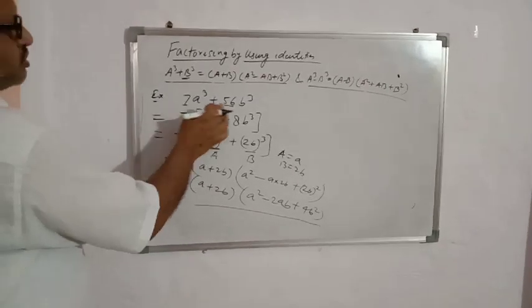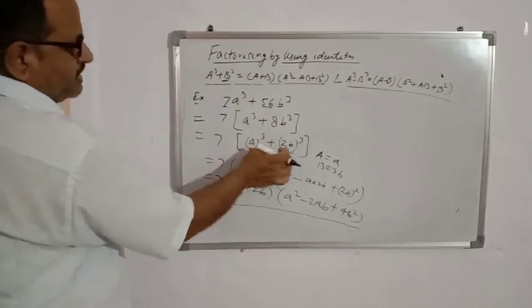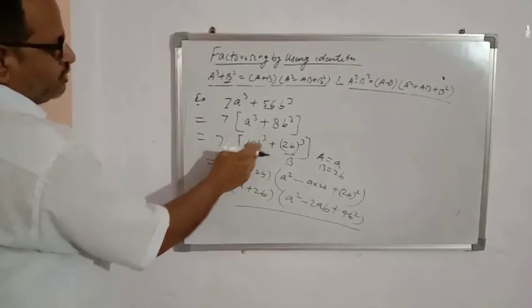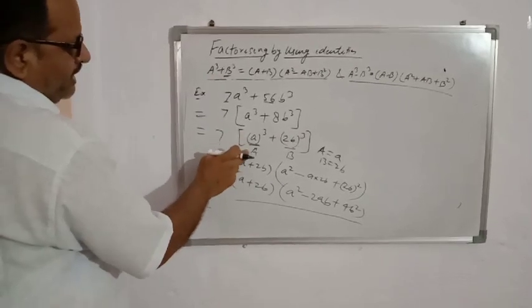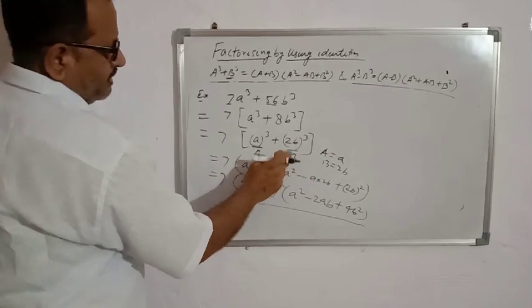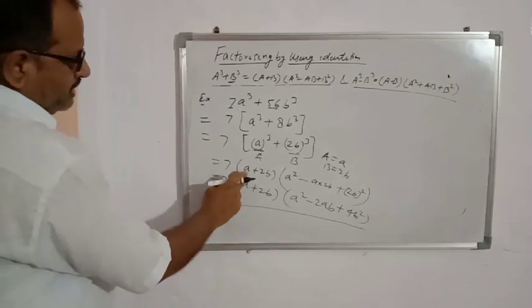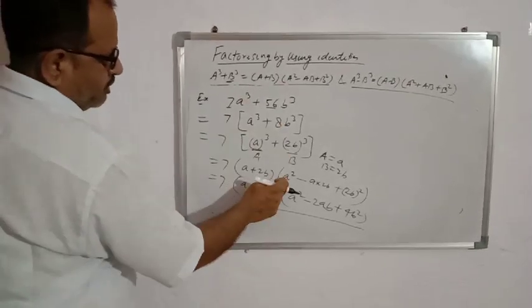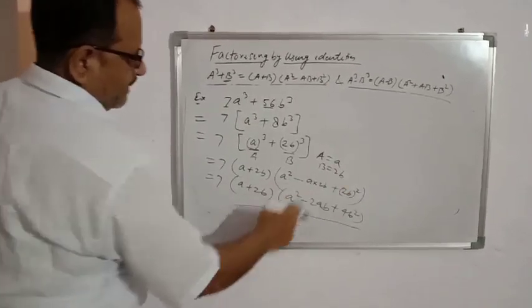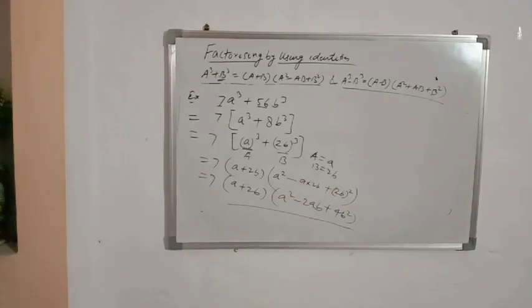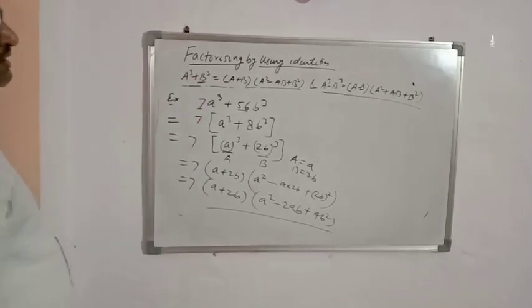So firstly we have to see what is common in both, take it common, then write the given algebraic expression in the exact form of a cube plus b cube. So a cube can be written a whole cube, 8b cube we can write 2b whole cube. So use this identity. What is in place of a? Small a. What is b? B is 2b. So write in one bracket a plus b, in another bracket a square minus ab plus b square. A plus b means a plus 2b. A square means small a square, minus ab means a into 2b, plus b square means 2b square. And after that simplify it. So in this example we have used the identity a cube plus b cube.